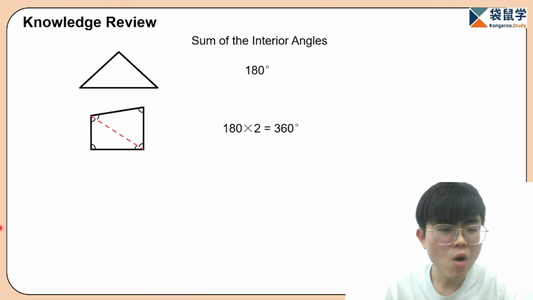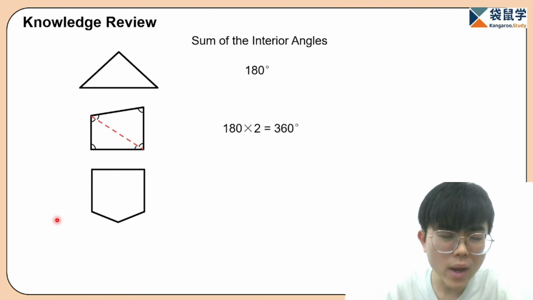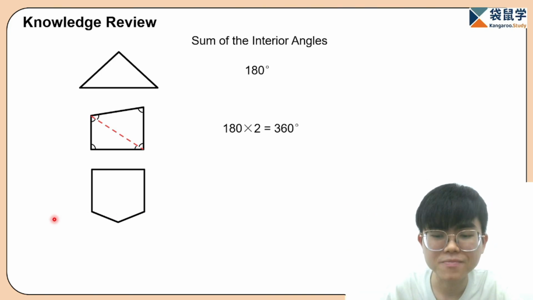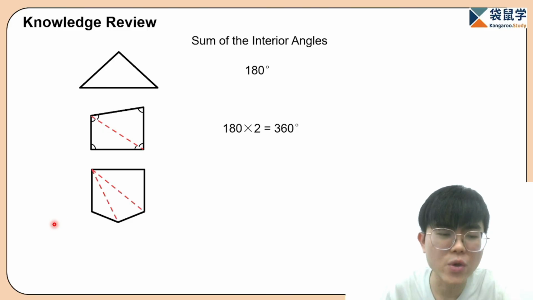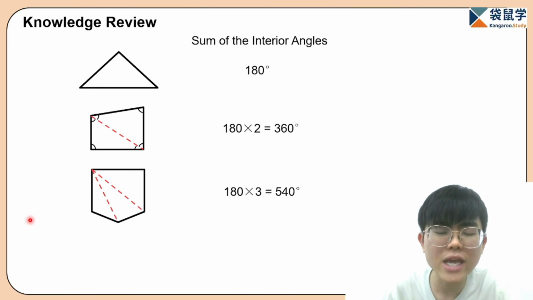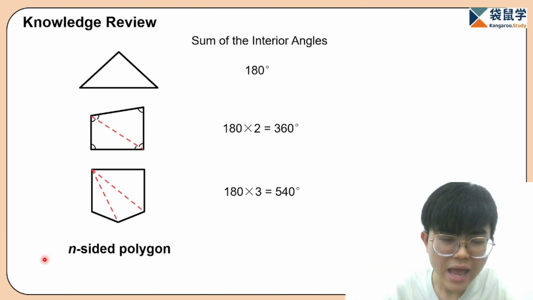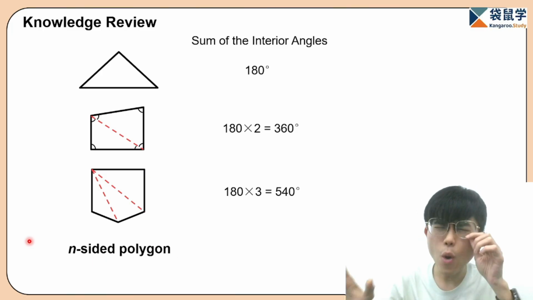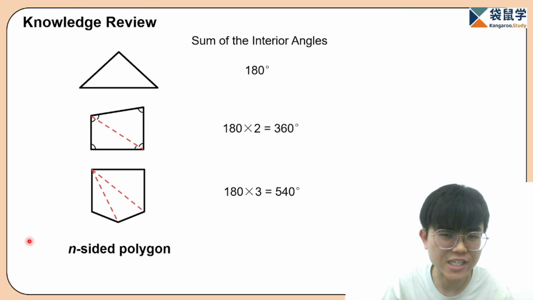Now everyone, what if we have a pentagon? For a pentagon, what is the sum of the interior angles? We can also cut it into a few triangles. See, we can have 3 triangles. So we have 180 times 3, which is 540 degrees. Everyone, what if we have an n-sided polygon? What will be the sum of the angles of this kind of polygon?